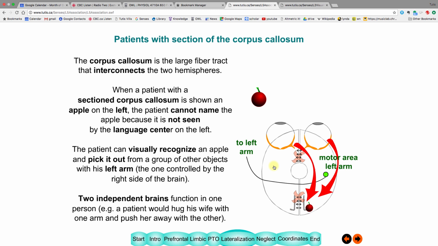And in studying these patients, you discovered an interesting thing. These patients had these two minds existing in one head. One mind would be thinking of one thing, and the other mind would be thinking of something else. One patient they talked about was very fond of his wife on one side of his head, and the other side of his head was not. And so one side would push the wife away, and the other side would hug her.